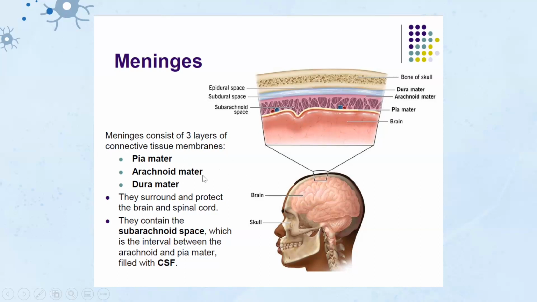So the function of these 3 meningeal layers is to surround and protect the brain and the spinal cord. These meninges cover the brain and the spinal cord, and they contain the subarachnoid space, which is the space between the pia mater and the arachnoid mater, and it is filled with CSF, or cerebrospinal fluid.